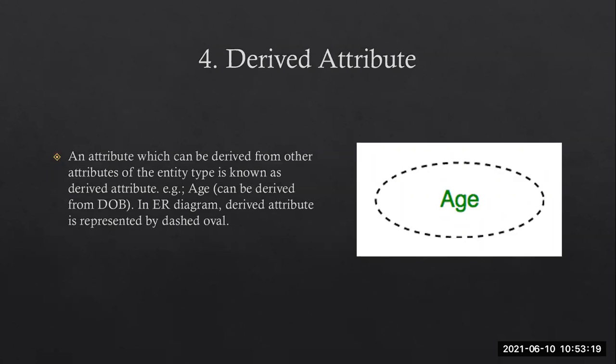For example, age can be derived from DOB. If you don't provide the age but you give the date of birth, say 19th August 2019, based on that I can analyze the age. So for 2020 it was 1, and 2021 it is going to be 2 years. Like this you derive this attribute from the date of birth.